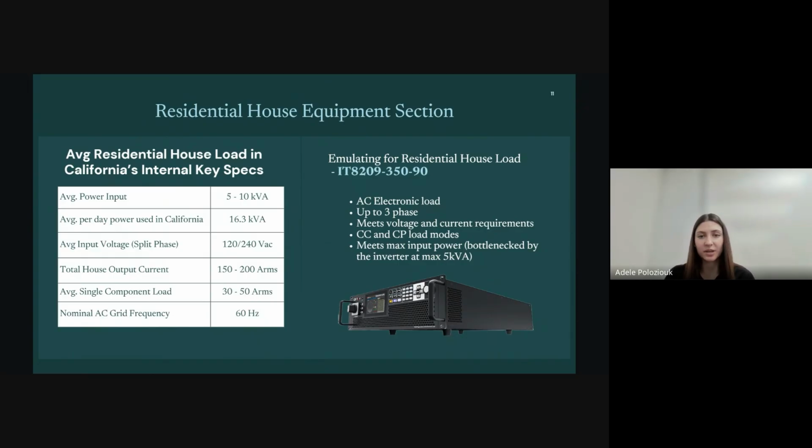Lastly, I'm going to be emulating the residential house load. And once again, this has a max power of around 10 kVA, but once again, we're limited by the inverter, which only has a max power output of 5 kVA. Now, to emulate the residential house load, I selected the IT8209, an AC electronic load we have over here.